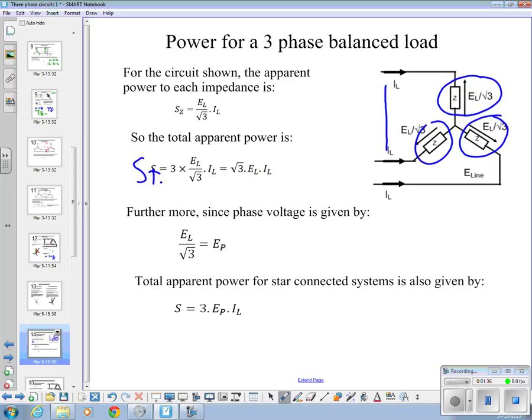Furthermore, since phase voltage is given by EL over root 3, so the EL over root 3 bit in this formula here, we can substitute in E phase. So substituting that in, we get ST is equal to 3 times the phase voltage times the line current. So there are a number of ways, depending on what you might have been given in a problem, to get to the total apparent power for that system.